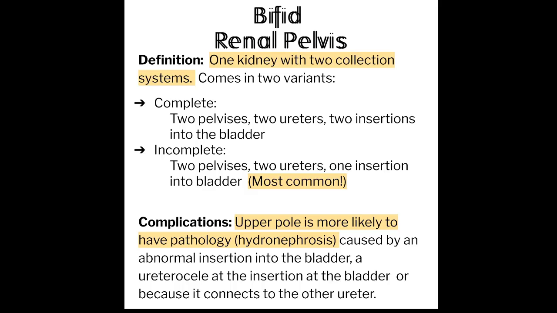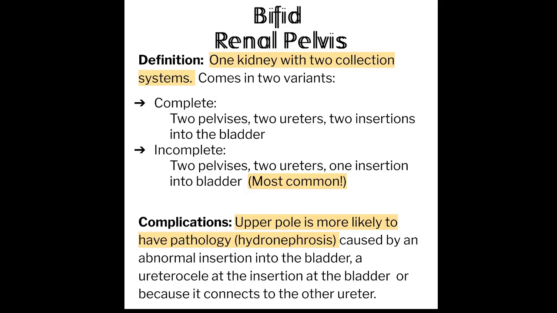So what happens in bifid renal pelvises is that we actually have 2 pelvises. So we have some calyces dumping into one pelvis, and then we have another set of calyces dumping into a second pelvis. Typically 2 ureters come off, and what happens with those ureters after they come off changes the variant. So a complete bifid renal pelvis means that there's 2 pelvises, 2 ureters, and then 2 insertions into the bladder on the same side. So if you have a duplicated or a bifid renal pelvis on the right, you're going to have 2 ureters inserting on the right side of the bladder.